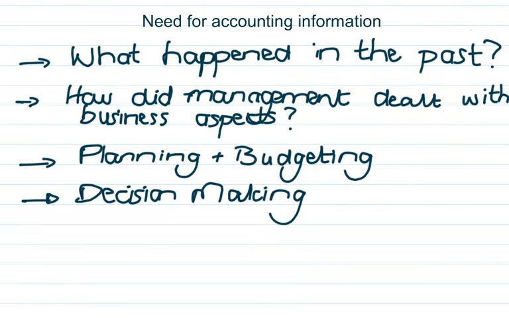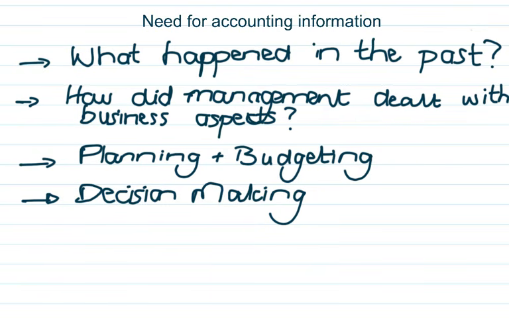Now let's see, why do we need accounting information? We need accounting information to see what happened in the past. You will remember financial accounting, we wrote up what already happened. And then, how did management respond to the business aspects? This is also that you will see in the accounting information.